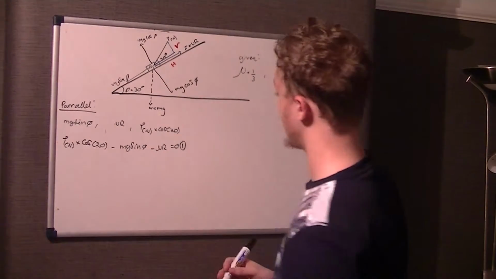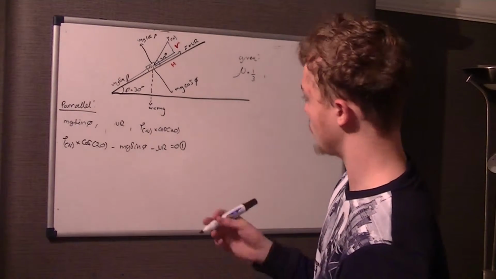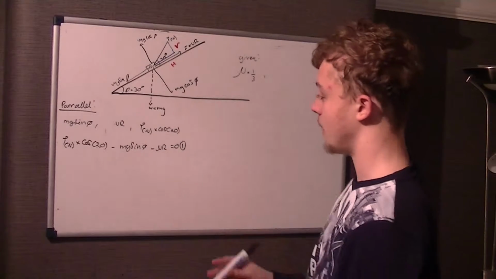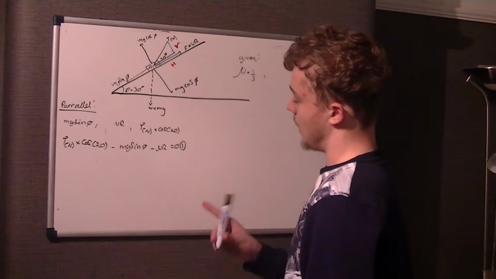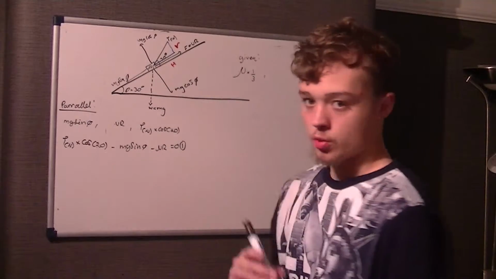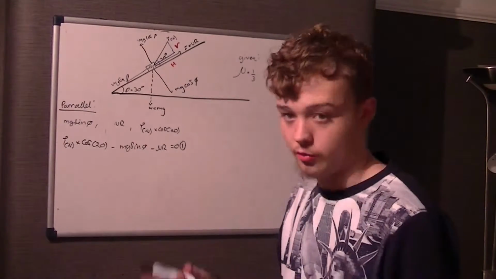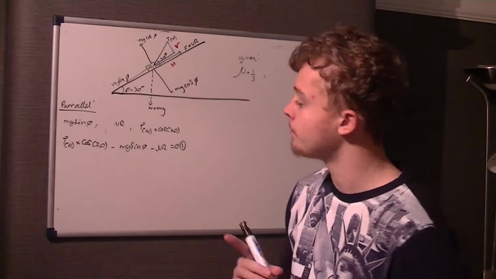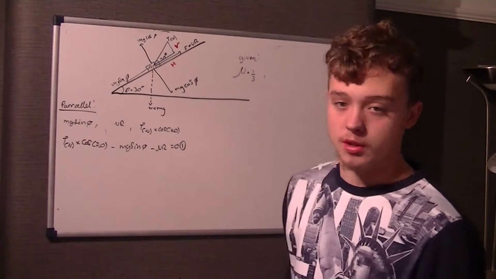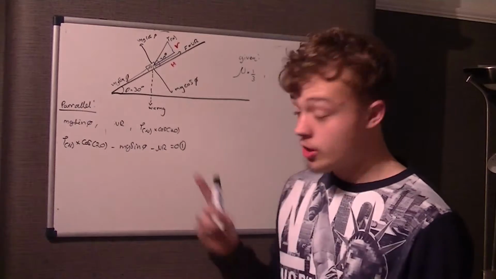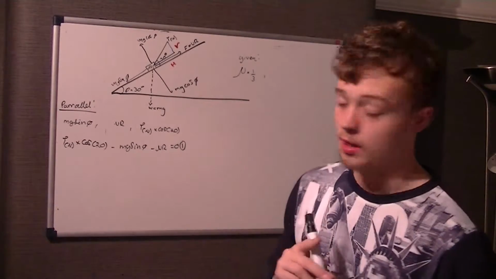Now, obviously, you know what μ is, a third, you could stick it in there if you want to. However, to work out what R is, we can't just do mg cos θ as being R like we normally do if we weren't being pulled at an angle. Because we're being pulled at an angle, we have to consider this vertical force pulling it upwards as well.